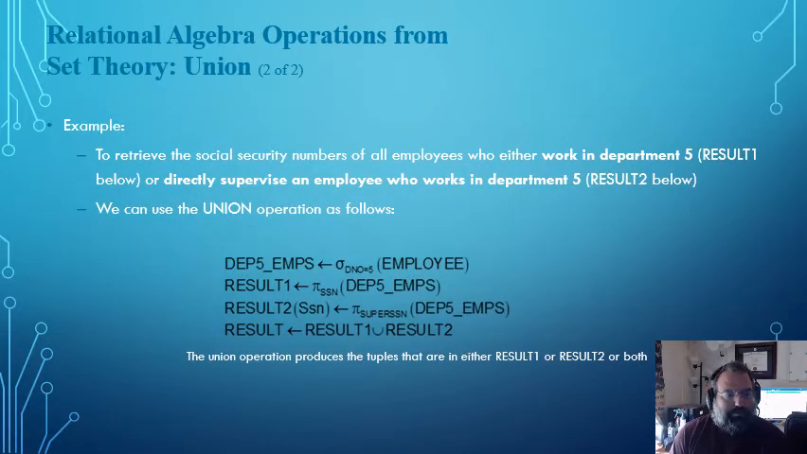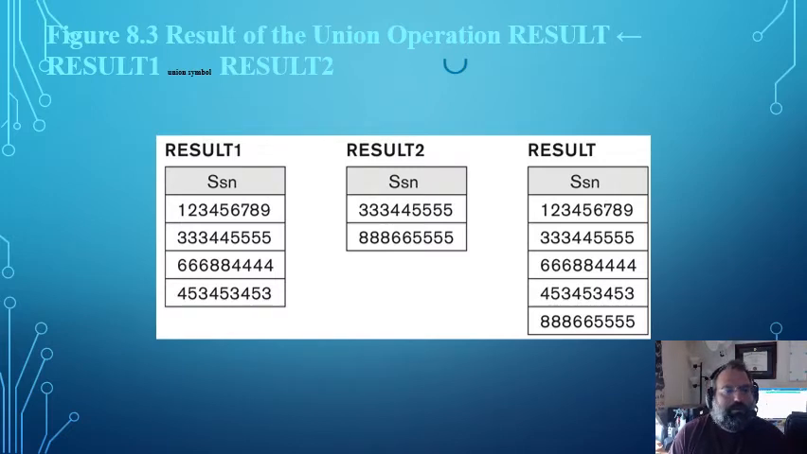For example, to retrieve the Social Security number of all employees who work either in Department 5, result 1 below, or directly supervise an employee who works in Department 5, result 2 below, you can use the union operator as follows. The union operator produces the tuples that are in either result 1 or result 2 or both. And here is a visual representation of that as well.